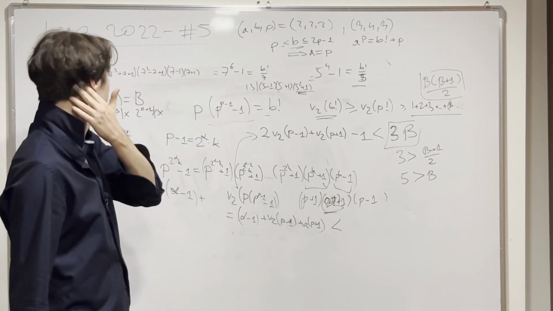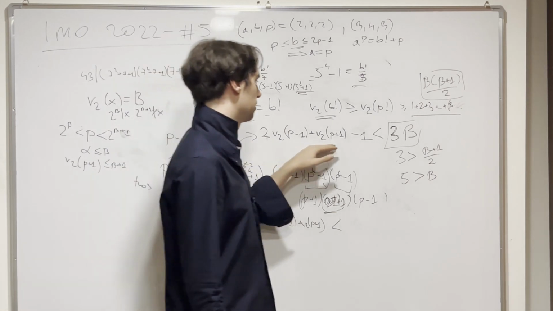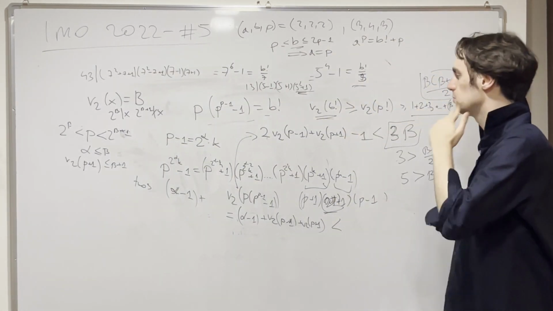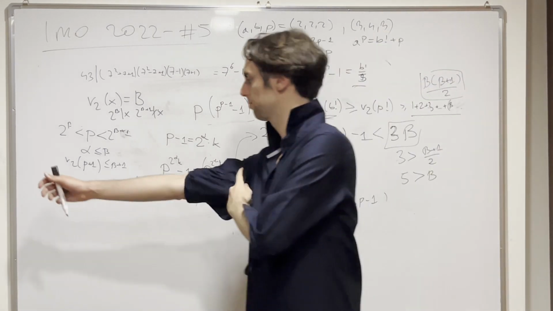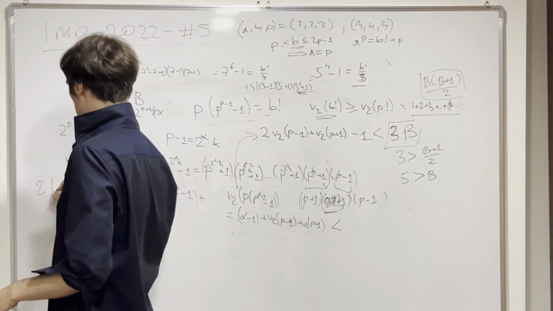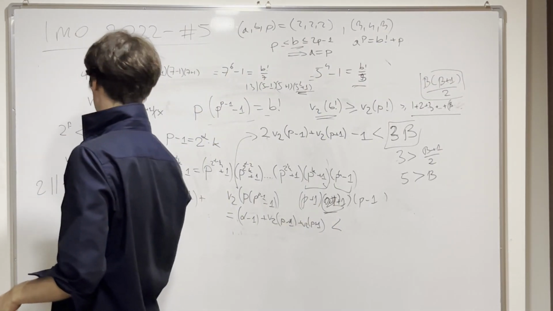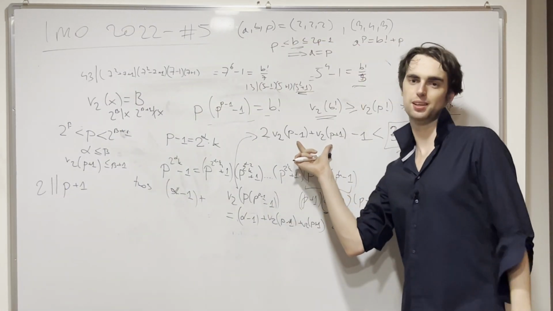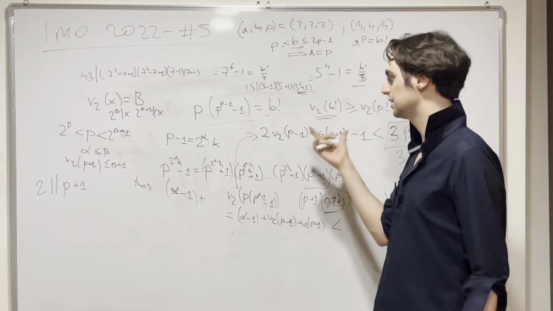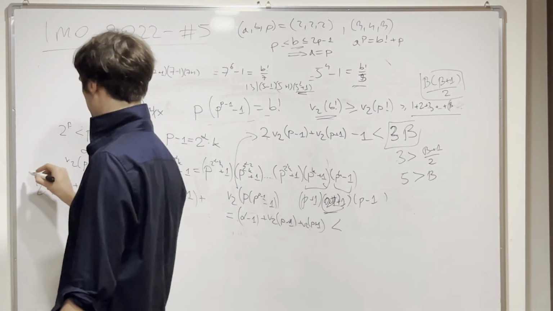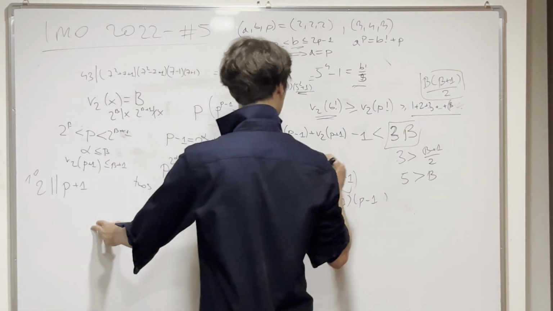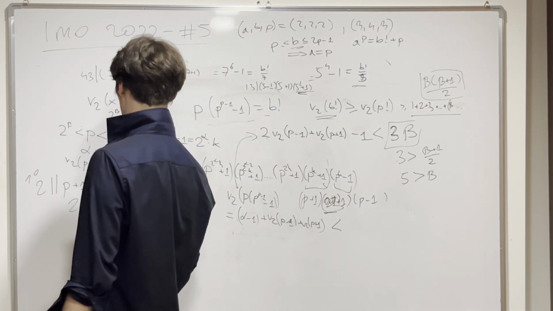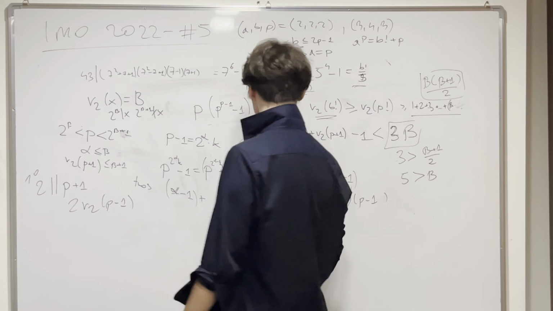So let's think about this in a different manner. This is still okay. We can have 2 cases. Case 1: 2 fully divides p plus 1, because one of them is only going to have a single factor of 2. So let's say p plus 1 only has 1, 2. So the first case, and then this is 2 times v2 of p minus 1.